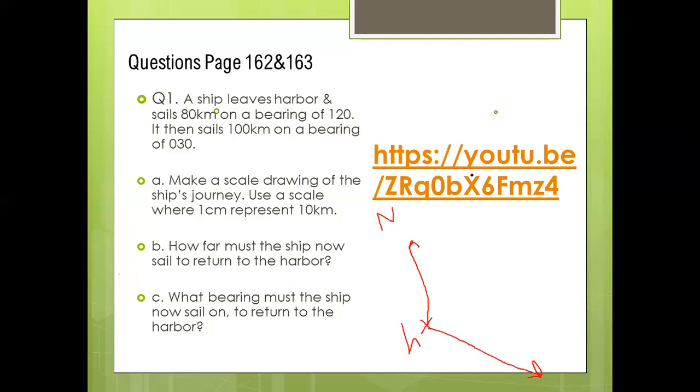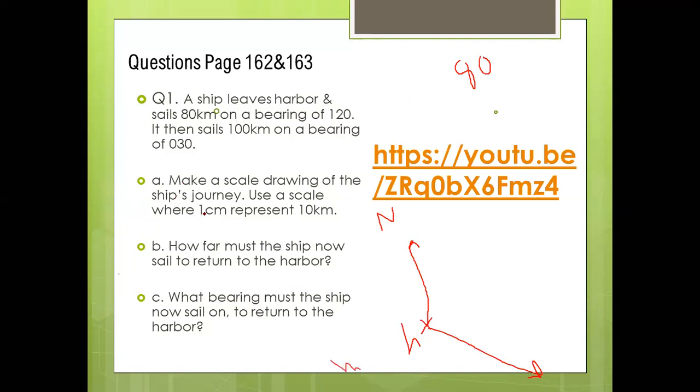Now when it says this is 80 kilometers, how can we find 80 kilometers considering the scale that we have? The scale is 1 centimeter equals 10 kilometers. So when I have 80 here, what did I do? I just multiplied by 8.